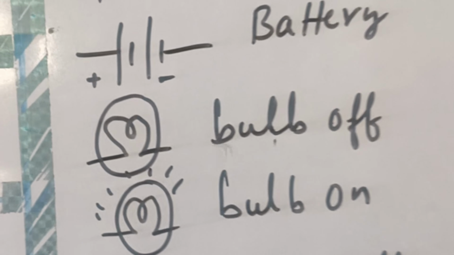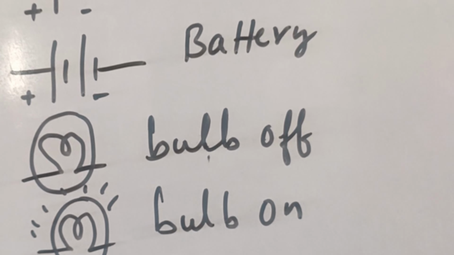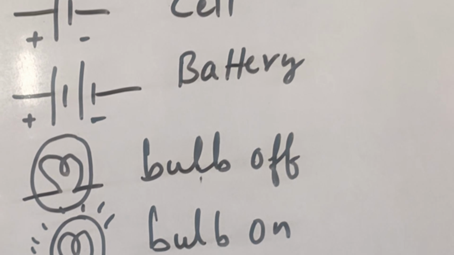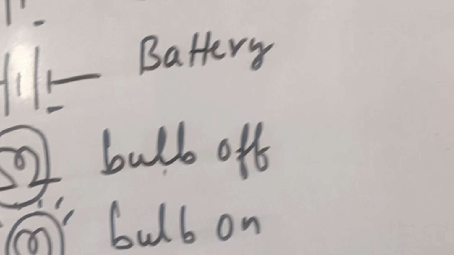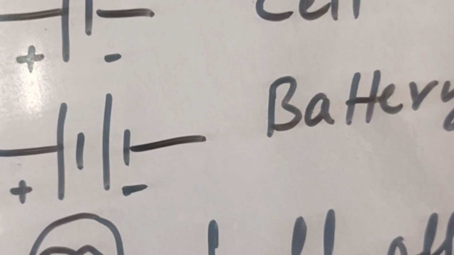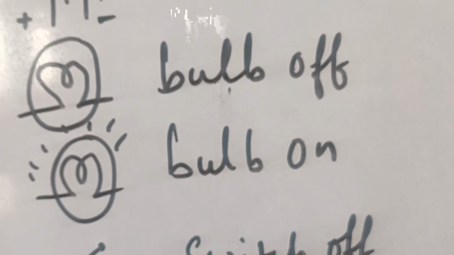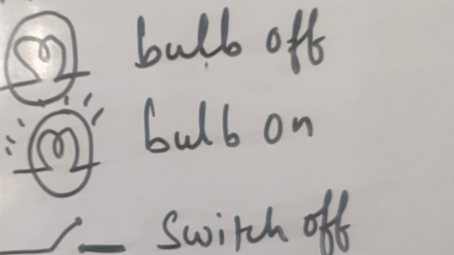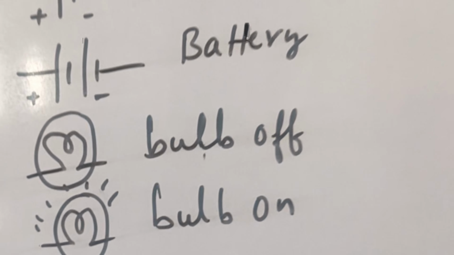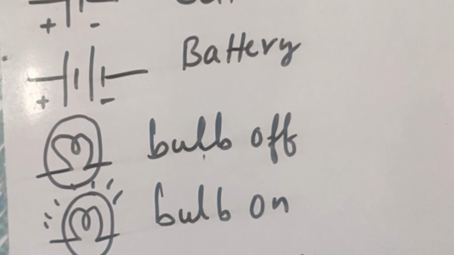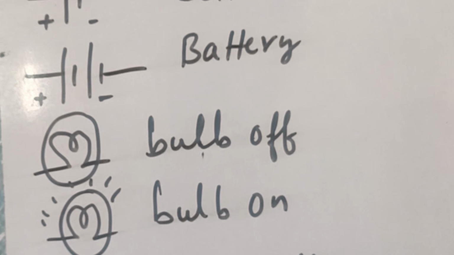Sixth class, electricity and its circuits. So now we will see symbols of electric circuit. Wire, that is a conductor. This is a cell. This is a battery. And bulb off condition, bulb on condition, switch off and switch on. These are the symbols of electric circuit we will use to draw the electric circuit.